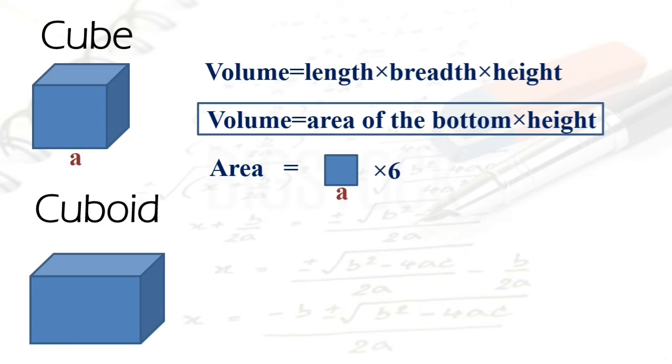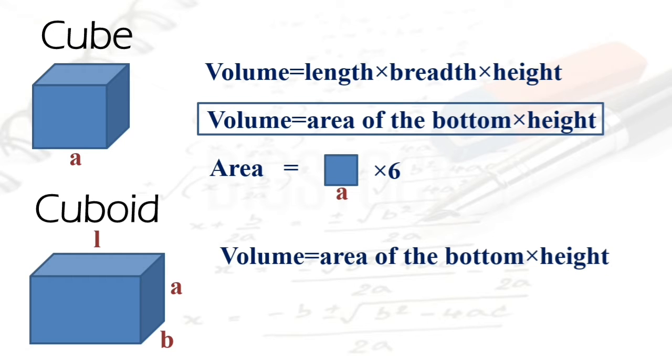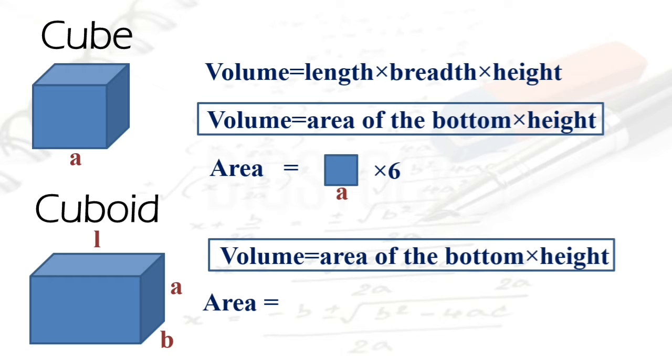For a cuboid, now you can use the same formula, that is volume equals area of the bottom into height, to get volume. To get area, there are 3 pairs of rectangles, so you have to find the area of each rectangle and you can multiply by 2. Here, like this, there's a rectangle, breadth as b and length as l. You can find out the area for that one and multiply it by 2.